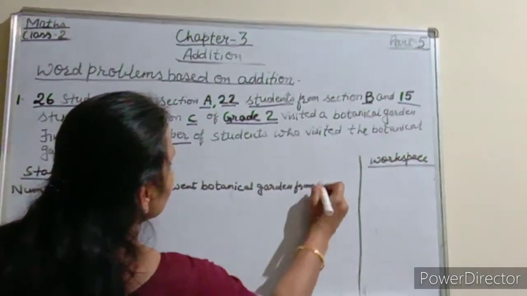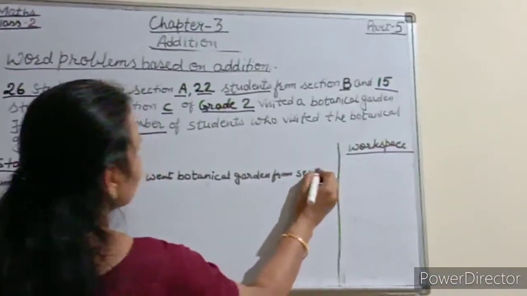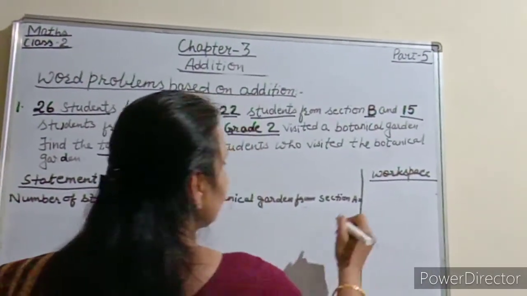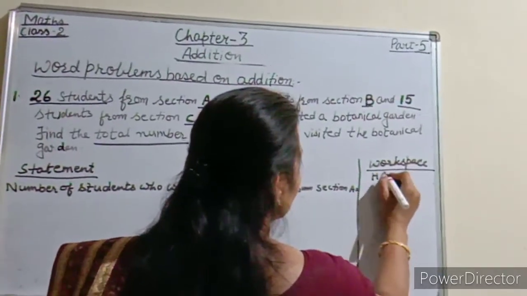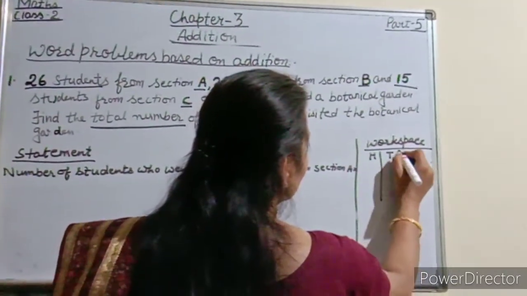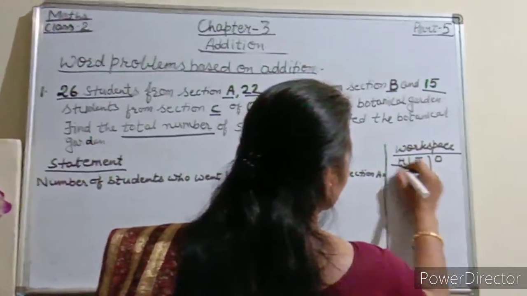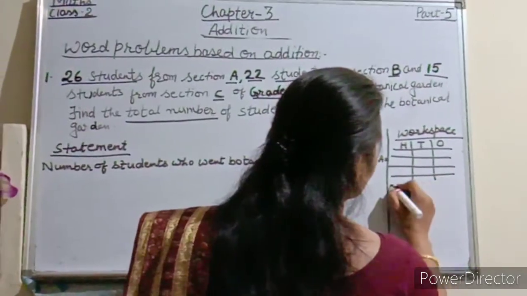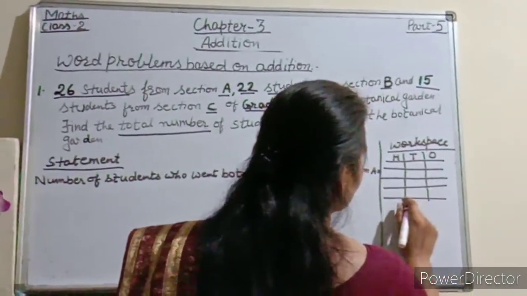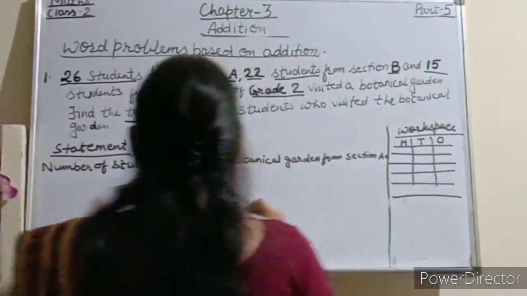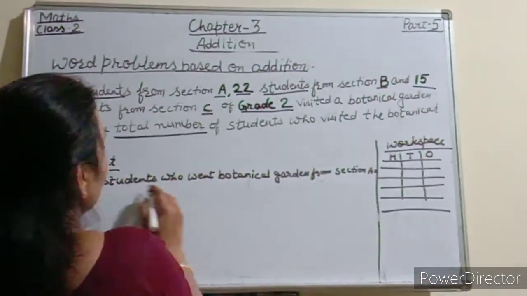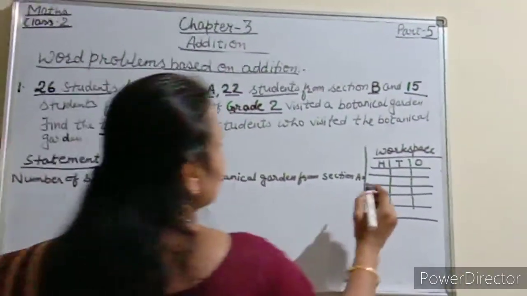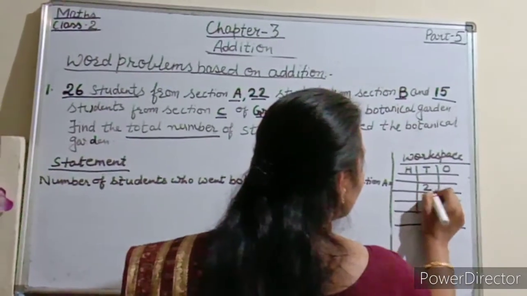from section A is equals to... See, how many students? Number of students who went to the botanical garden from section A is equals to 26. So write here 26.